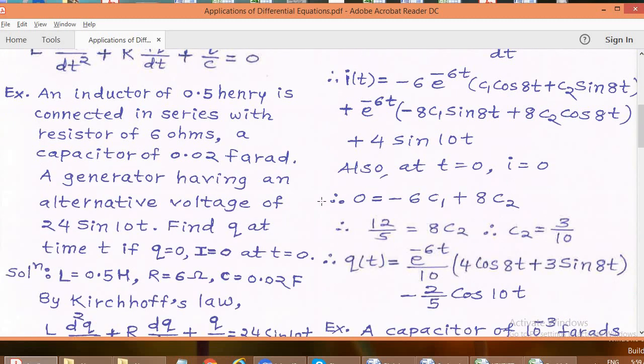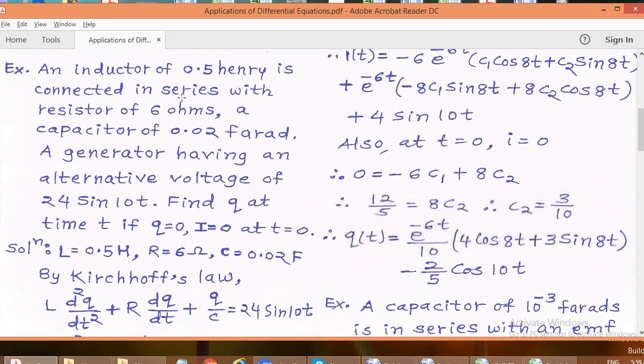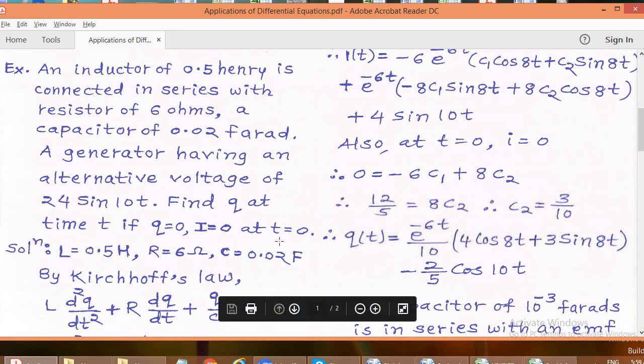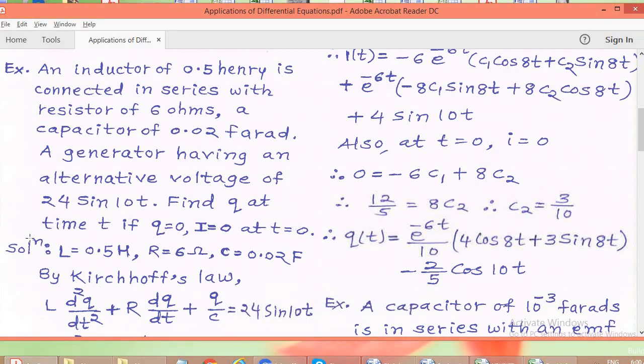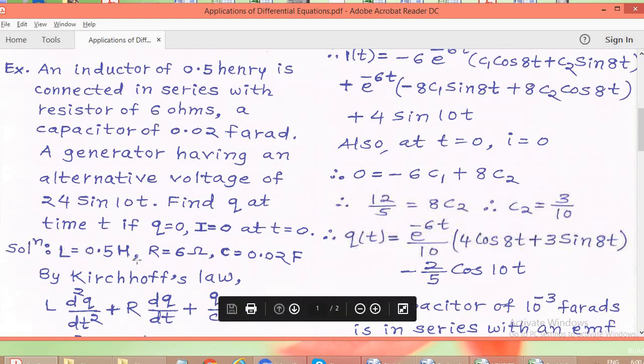Consider a few problems. The first problem: an inductor of 0.5 Henry is connected in series with a resistor of 6 ohms, a capacitor of 0.02 farad, and a generator having an alternating voltage of 24 sin 10t. Find the charge at time t if the charge and the current are 0 initially. So the given things are inductance 0.5 Henry, resistor 6 ohm, capacitor 0.02 farads.